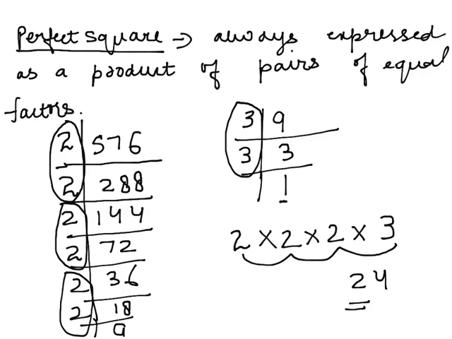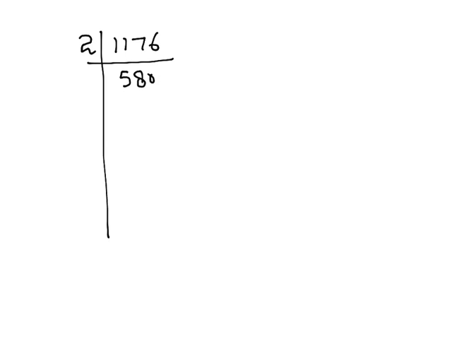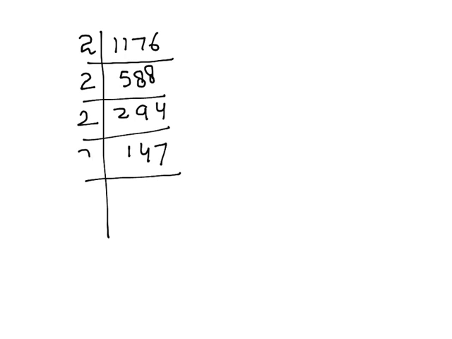Let's take one more example. Suppose we have 1176. Again, being an even number, we will start with 2 only. What will be left? 588. Again dividing by 2, we get 294, and again by 2 we get 147. Then 147 is divisible by 3, so we are left with 49. Then we divide it by 7, here 7 again, and we are left with 1.